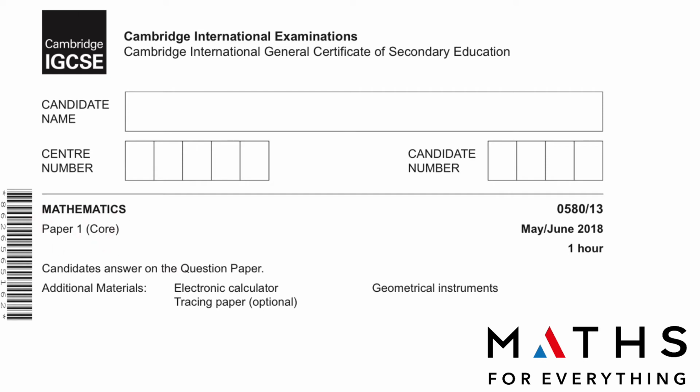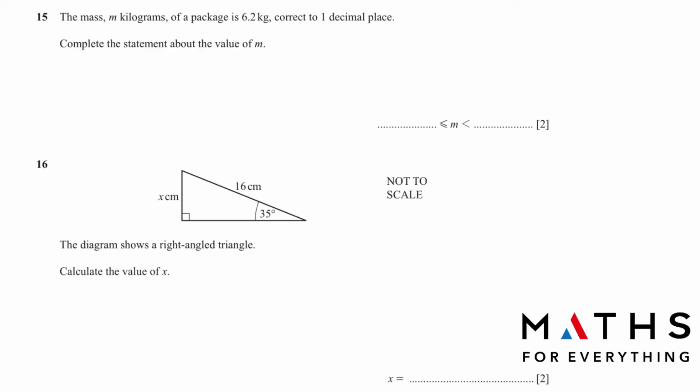Let's start. Today we are going to solve Cambridge Mathematics Paper 1 Core 0580 Variant 13 May June 2018, question number 15 onwards. Question number 15. The mass m kilogram of a package is 6.2 kilogram, correct to 1 decimal place. Complete the statement above for the value of m.